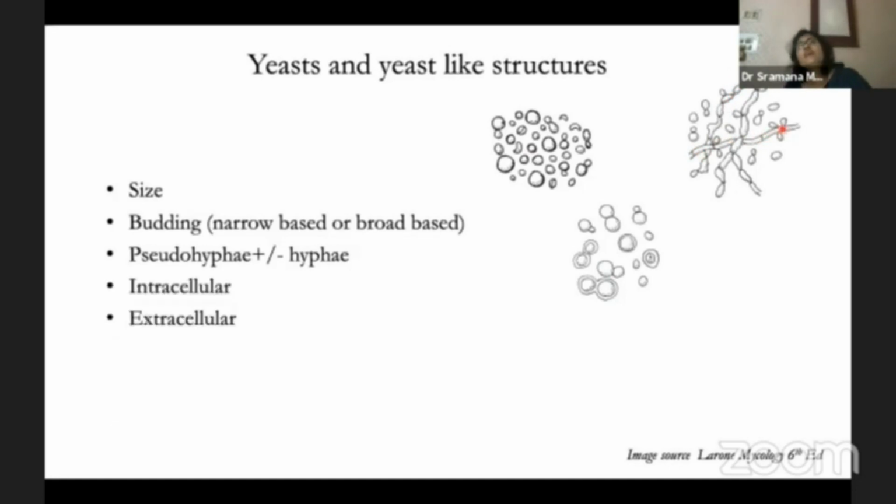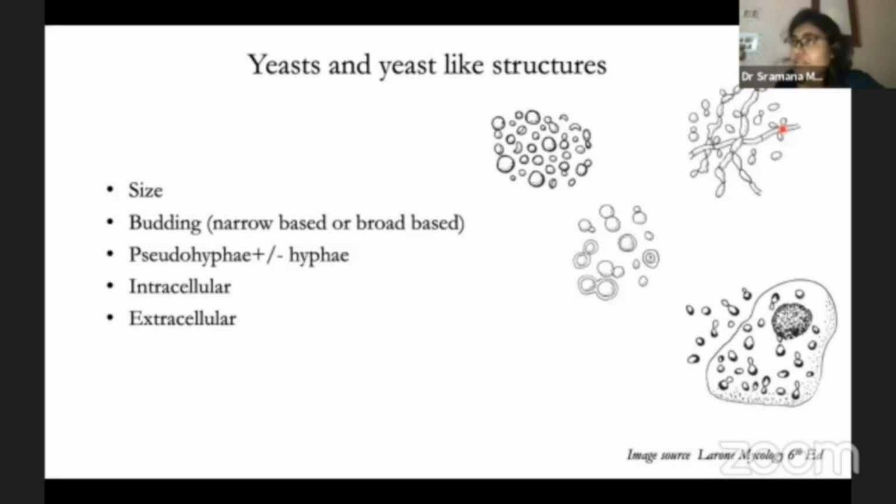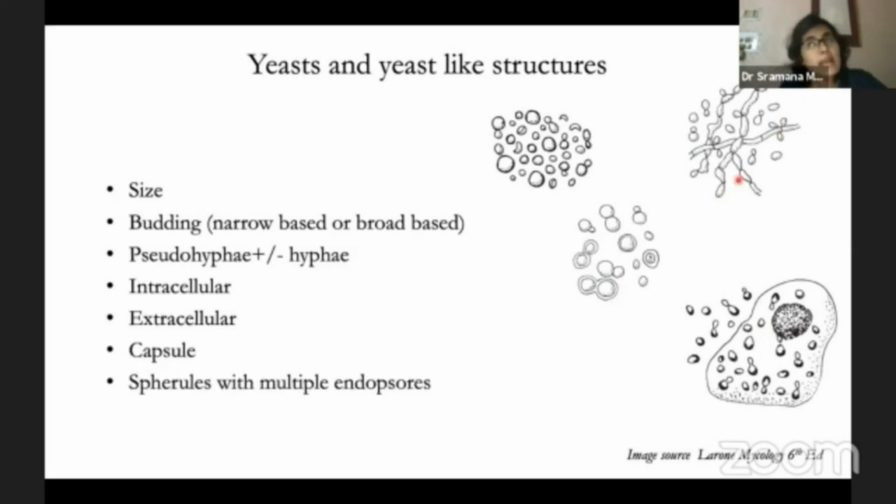Now, another important factor to note is whether these yeasts are intracellular or extracellular. When we mean cellular, which cell is it? It is the macrophage or the histiocyte. So, are the histiocytes engulfing these yeast forms as we see in Histoplasma capsulatum, or are they all extracellular as we see in Candida? A capsule is also very important because certain species like Cryptococcus have a mucopolysaccharide capsule, and detecting that can give you a clue as to what the fungal species is. Coccidioides immitis have spherules with multiple endospores.